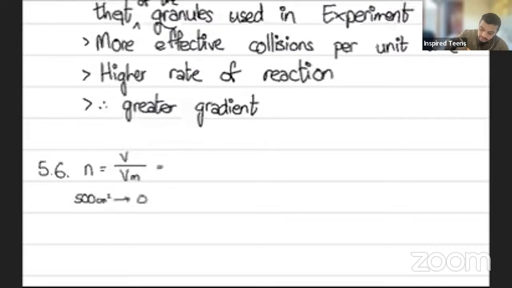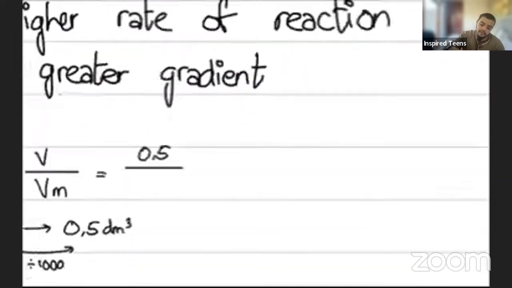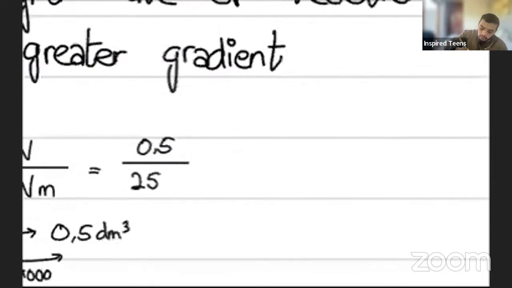Because decimeters cubed is the SI unit, we have to divide by 1,000. So this is going to be 0.5 divided by the molar gas volume. Molar gas volume is 25.7. Let me get the memo second. And this gives us an answer of the moles of CO2.